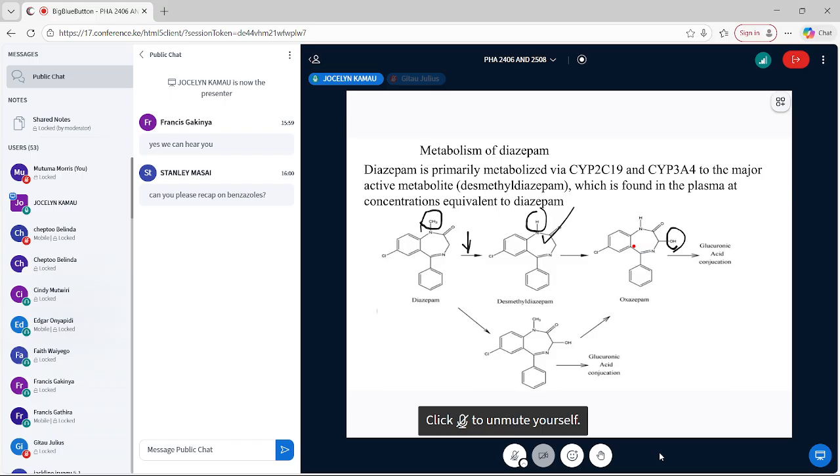And also the diazepam can, without oxidative N-dealkylation, go straight to hydroxylation at position number 3, leading to conjugation. But this compound is also active, and therefore that is what is giving diazepam a long duration of activity, because its metabolites are also active.